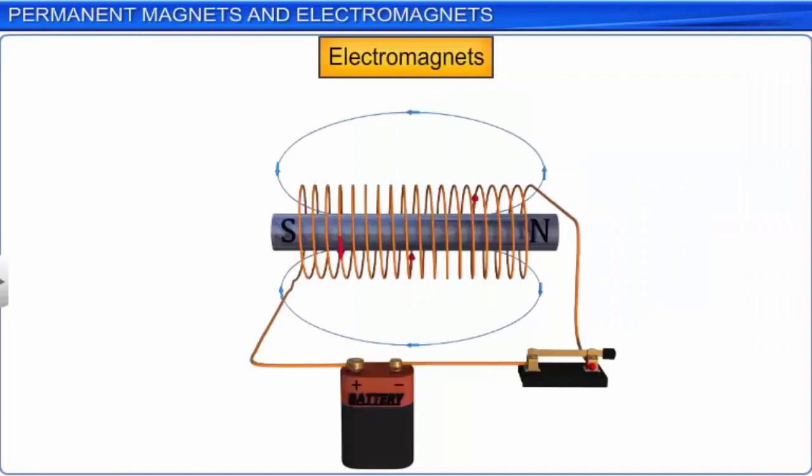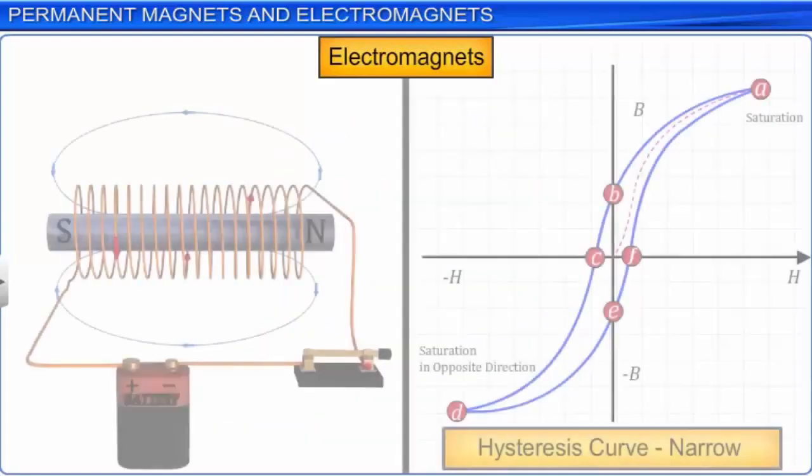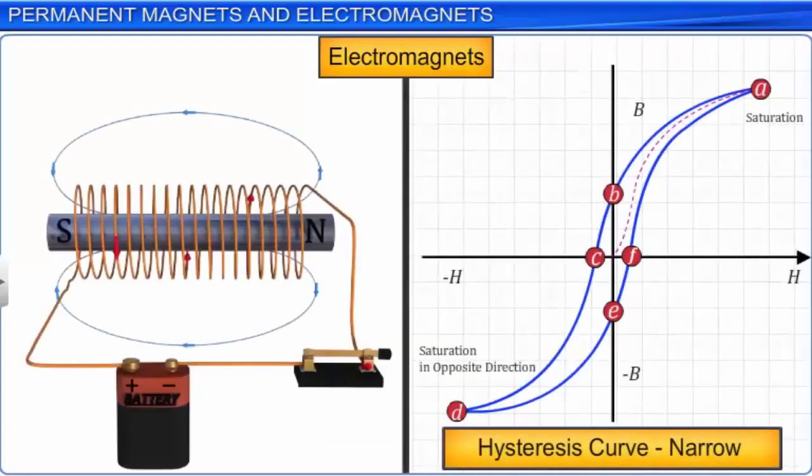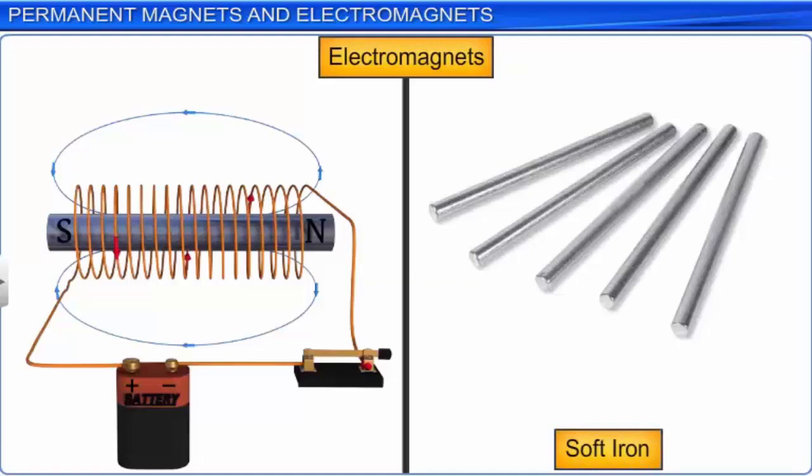Now let's discuss the making of electromagnets. The materials used in electromagnets should have high magnetic relative permeability and low retentivity. However, the hysteresis loop for this type of material is narrow. Considering all these properties, soft iron is the most suitable material for making electromagnets.